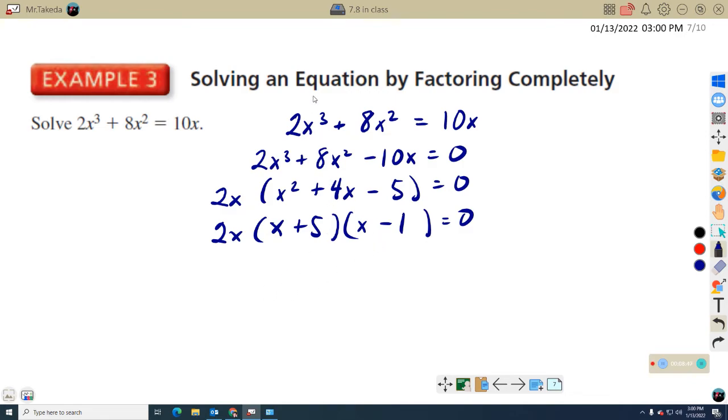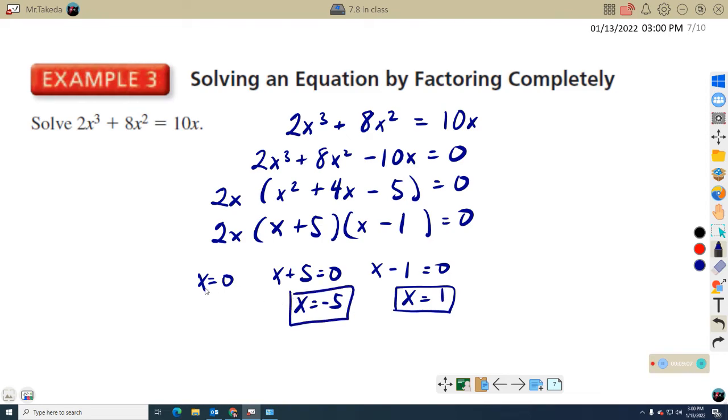So then I have to use the zero product property, x equals 0, x plus 5 equals 0, and x minus 1 equals 0. Okay, so x equals -5 and x equals +1. So 1, 2, 3 solutions. And again, that trinomial there basically tells us how many solutions we should be looking for.